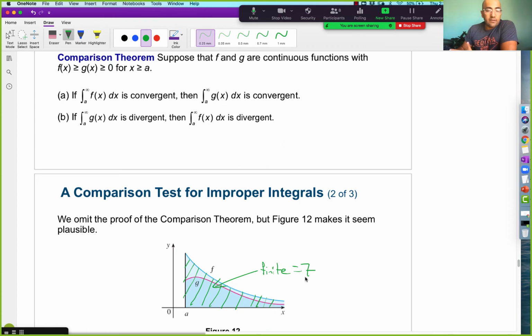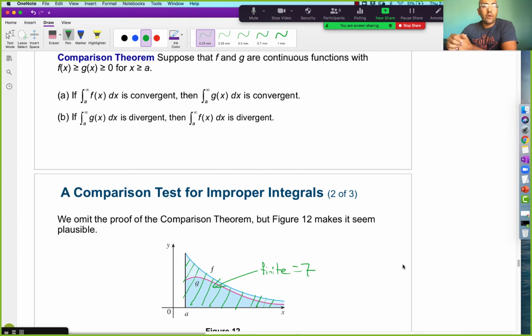It might not be 7. It might be something smaller. It's going to have to be something equal to or smaller than 7, but it's going to be convergent, right? So if the larger one is convergent, then the smaller one must also be convergent. Is that clear on this? Any questions?